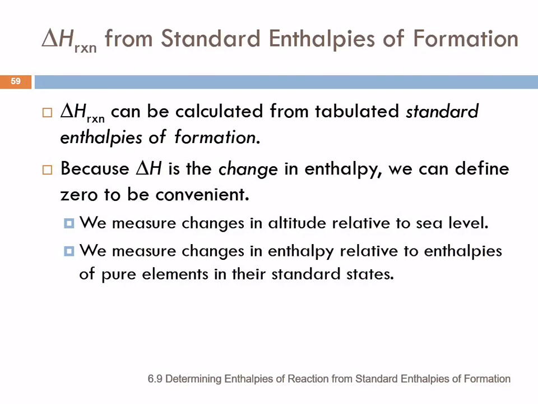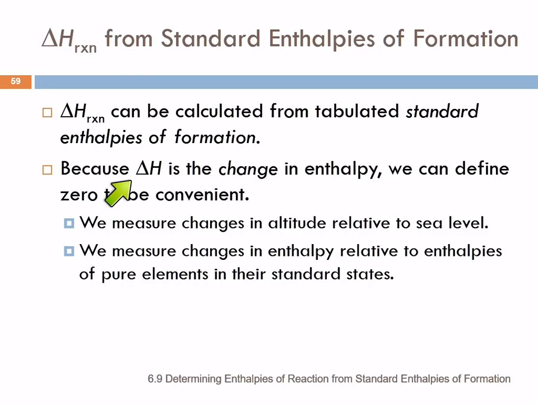We can calculate the heat of reaction from standard enthalpies of formation that other people have determined. So instead of having to do the reaction and measure it yourself, we can use Hess's law and data either from the internet or from a resource like the CRC Handbook of Chemistry and Physics, and we can calculate the heat of reaction. So how does this work?